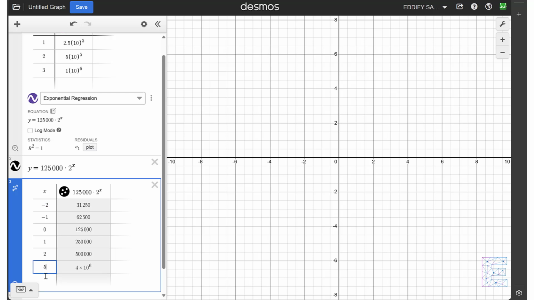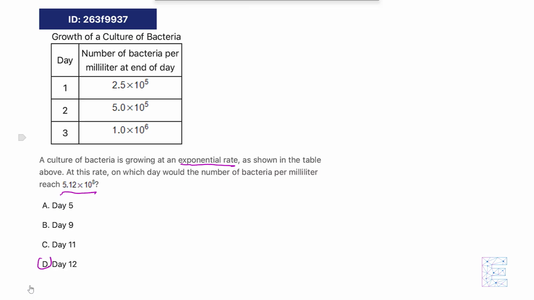The choices were 5. That doesn't get us there. The other one was 9. Doesn't get us there. What about 11? Doesn't get us there. What about 12? Yeah, this is the number they were asking for, 5.12 times 10 to the power of 8. So we know the answer is D. And here it is, D.